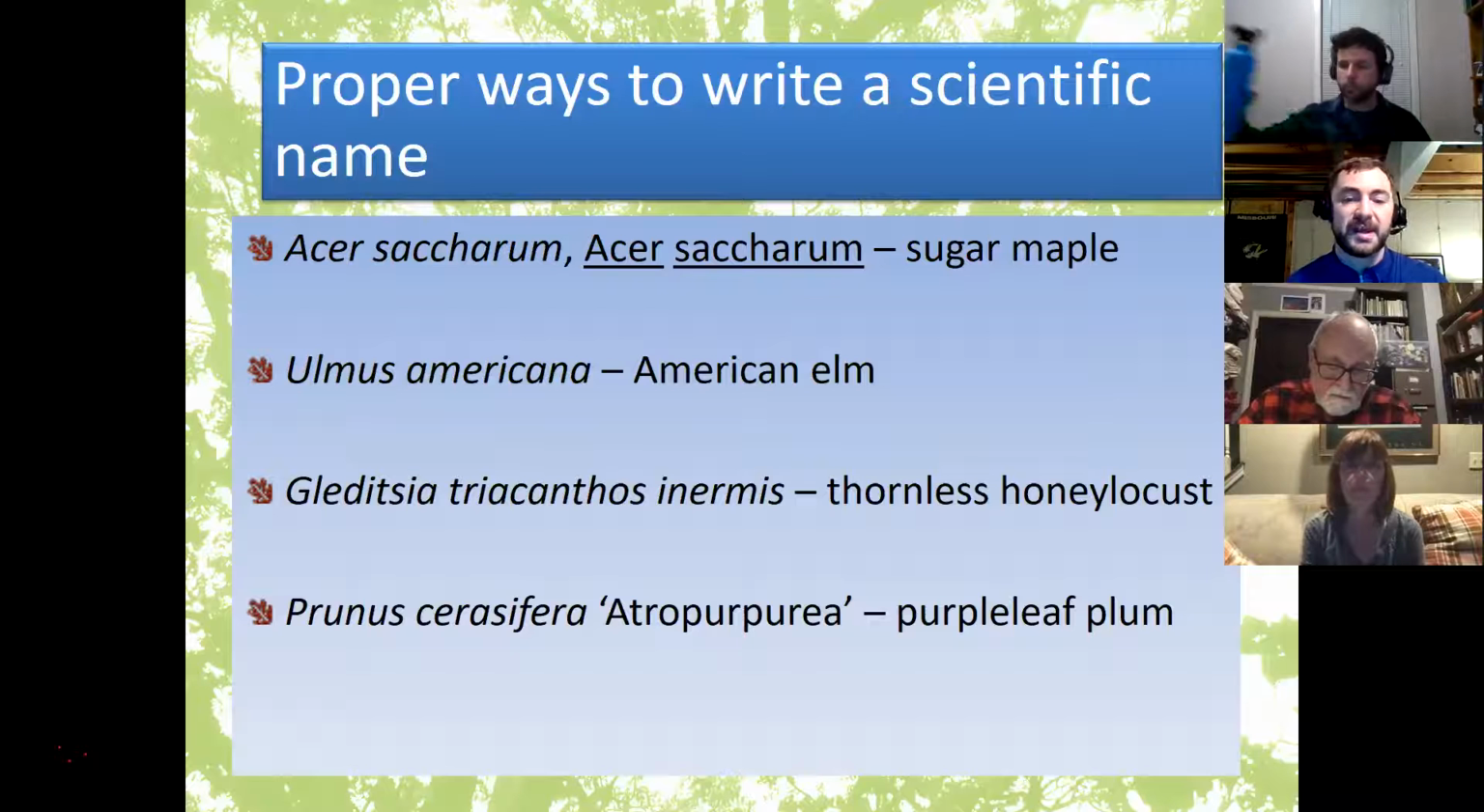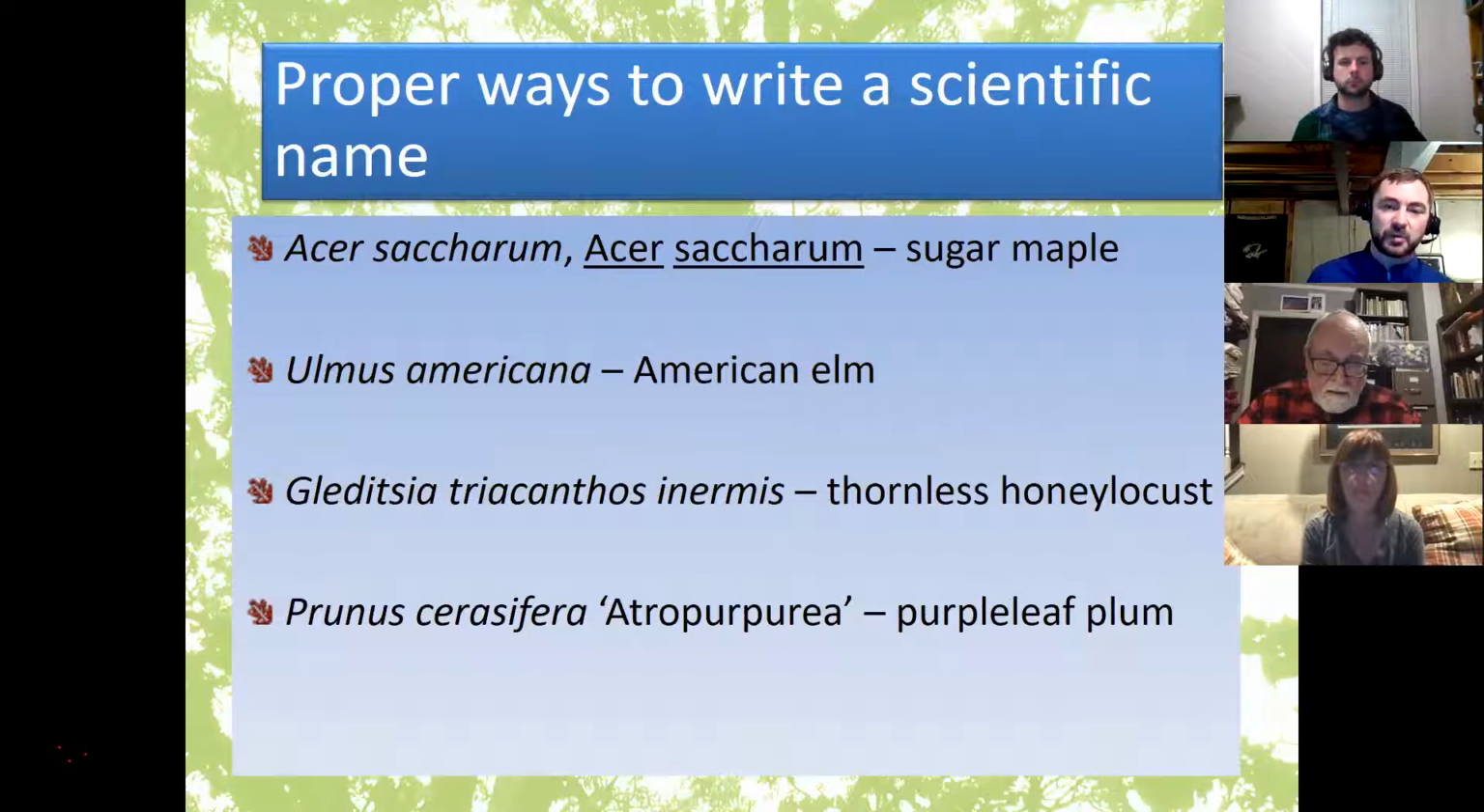Now, a good example of something where the common name has a proper noun as the first word: if you're writing it in English, regular script, you would capitalize that, American elm, proper noun. But when you're writing the Latin, Ulmus americana, it doesn't need to be capitalized. It's just kind of how it is there. So here's that example we're getting into of a variety, Gleditsia triacanthos inermis.